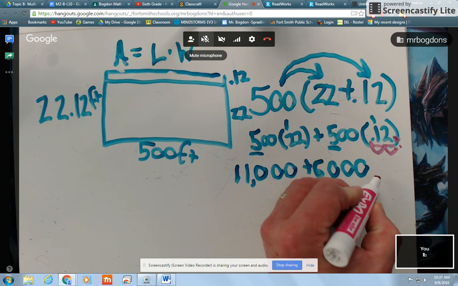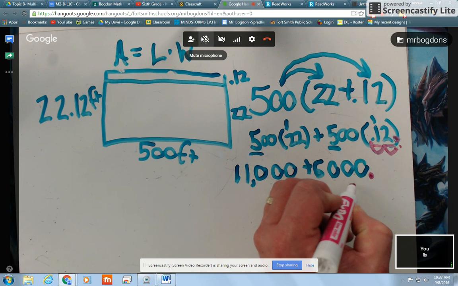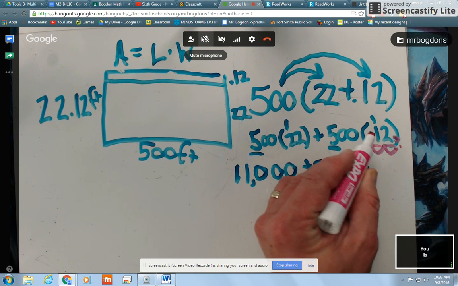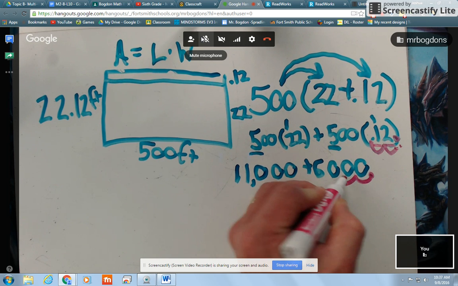So here's where I would start. Then how many times do I have to bounce it back in? Why? Because I bounced it out. So 1, 2.